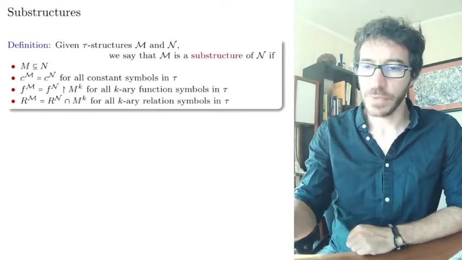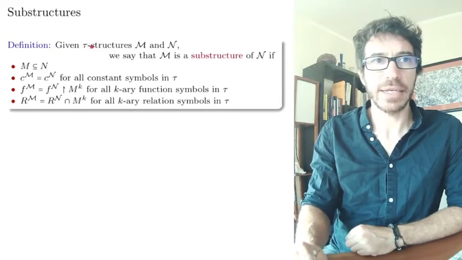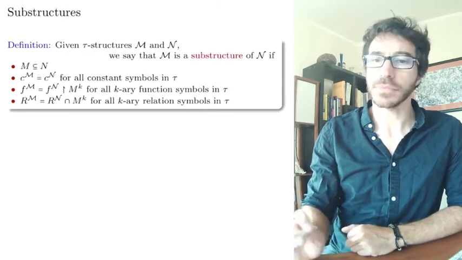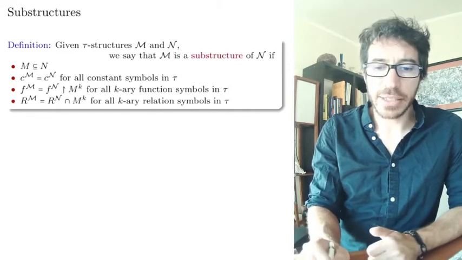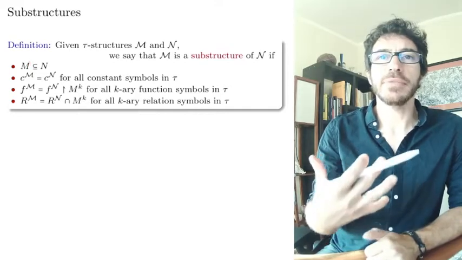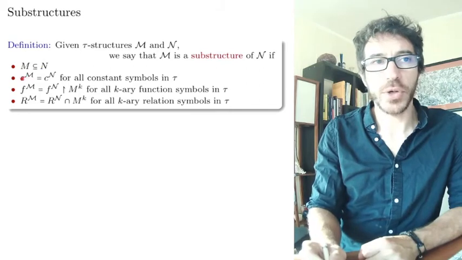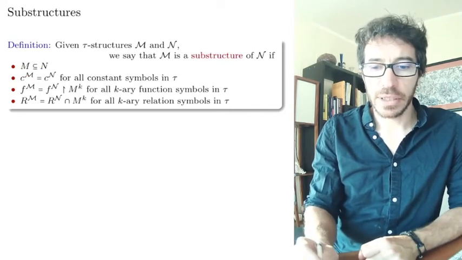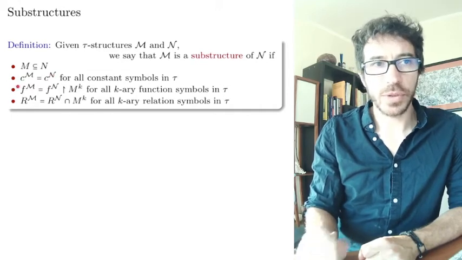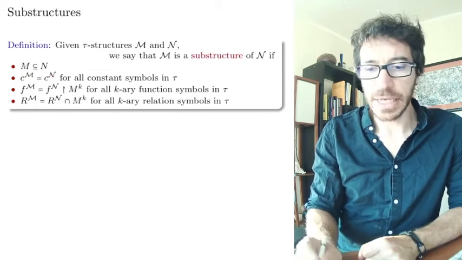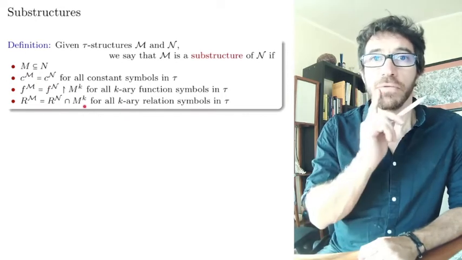So here's the definition. If you have two structures M and N, and they are tau structures, so they are the same vocabulary, use the same symbols, we say that M is a substructure of N. Essentially, pretty much if M is included in N, and everything else behaves the same way in M and in N. Alright? So the way you interpret the constant symbols in M is the same as the way you interpret the constant symbols in N. The way you interpret the function symbols in M is the same as the way you interpret the function symbols in N, and the same for the relation.